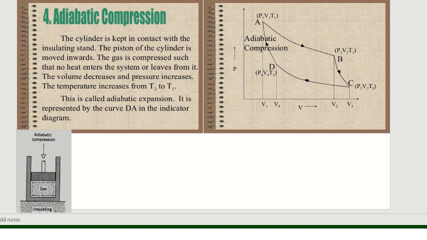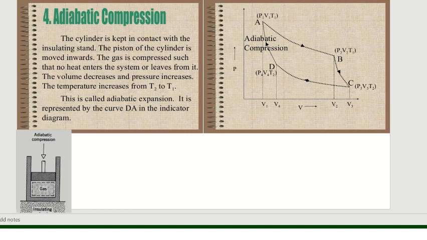So here you can see that the pressure increases from P4 to P1, whereas the volume decreases from V4 to V1, and the temperature also increases from T1 to T2. From this PV diagram, we can see that it has come back to its initial state. So AB is an isothermal expansion, BC is the adiabatic expansion, CD is the isothermal compression, and DA is the adiabatic compression.